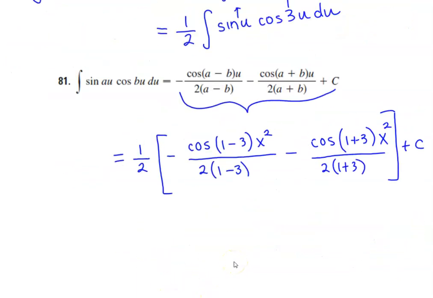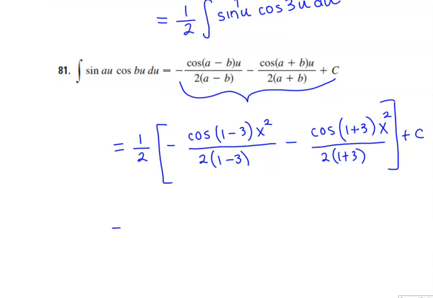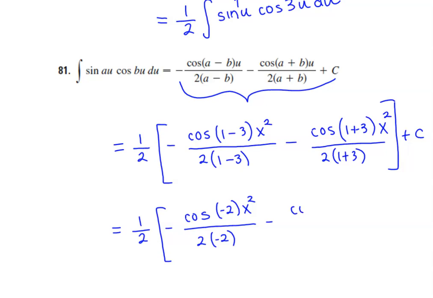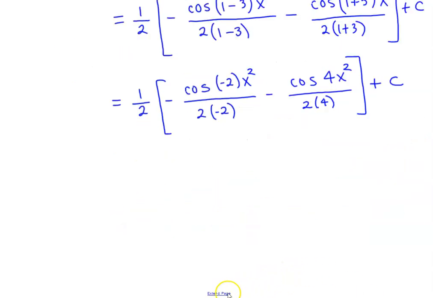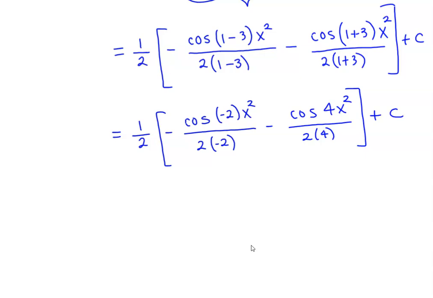Okay, now let's go ahead and simplify a little further. So we have 1/2 times negative cosine of negative 2 x squared over 2 times negative 2 minus the cosine of 4x squared over 2 times 4 plus c. Okay, so now let's go ahead and distribute. Well, let's go ahead and clear some signs here.